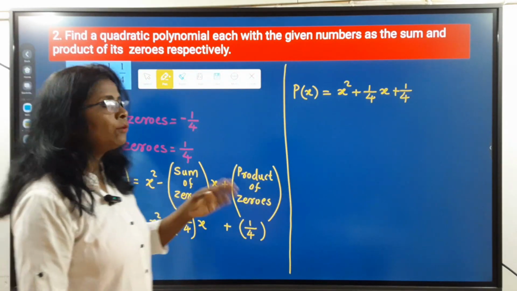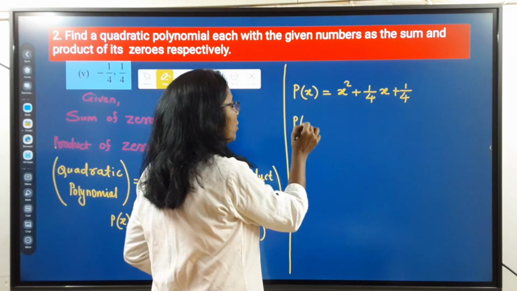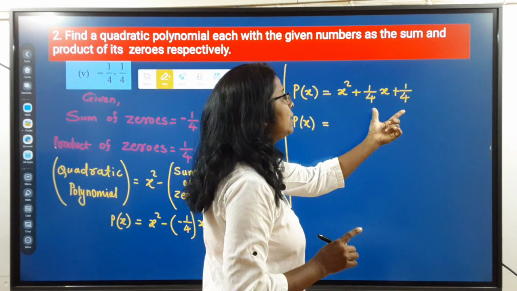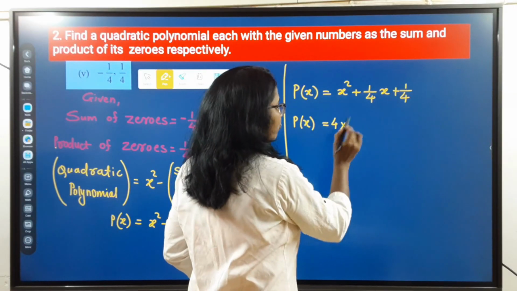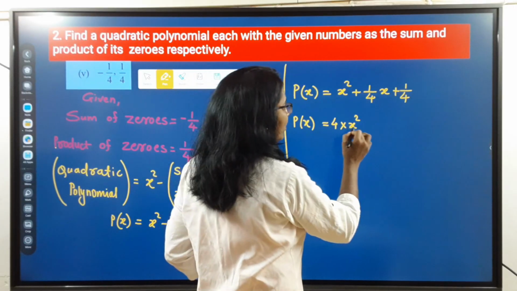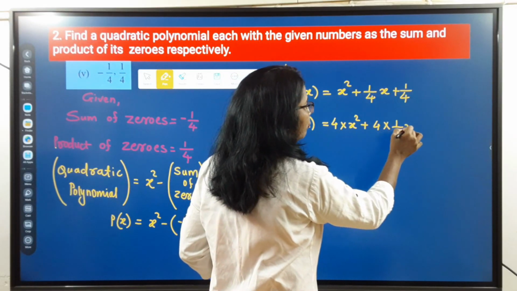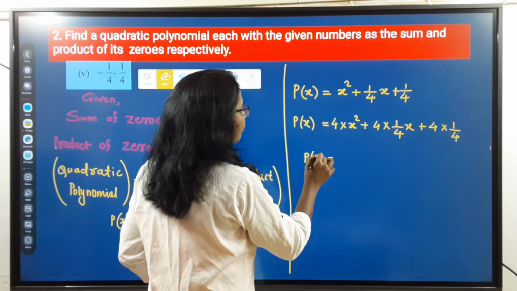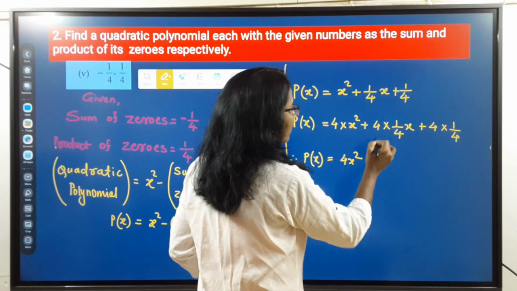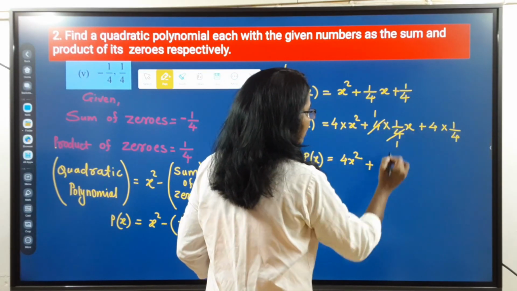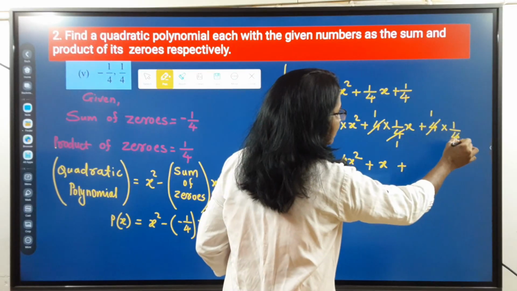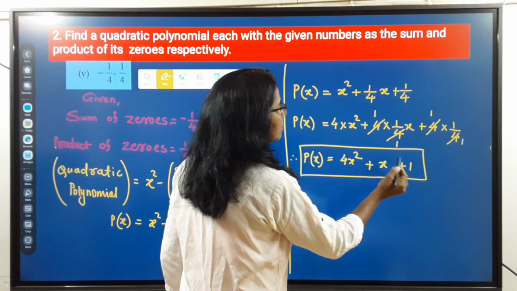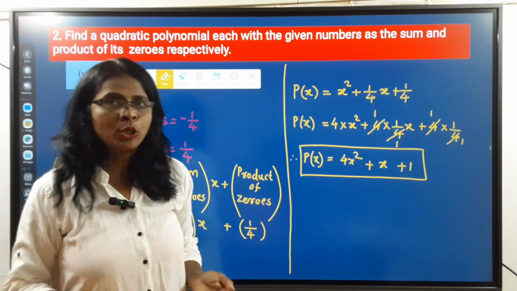Okay, students. Now here further we can simplify this polynomial, students. So p of x is equal to, we can simplify this polynomial because there is a denominator, there is a 4. So I multiply each and every term by 4. So 4 multiply x square plus 4 multiply 1 upon 4x plus 4 multiply 1 upon 4. So that means here, students, p of x is equal to 4x square plus, now here 4 get cancelled, students, here. So x plus here also 4 get cancelled and here the 1. So therefore we can say p of x is equal to 4x square plus x plus 1, and which is the required quadratic polynomial. Okay, students.